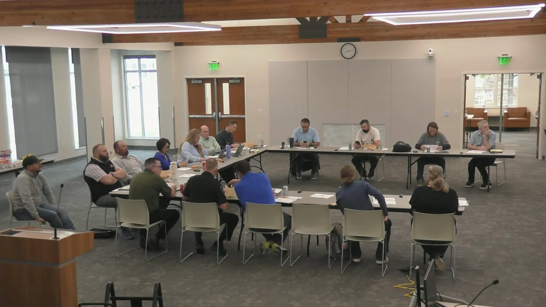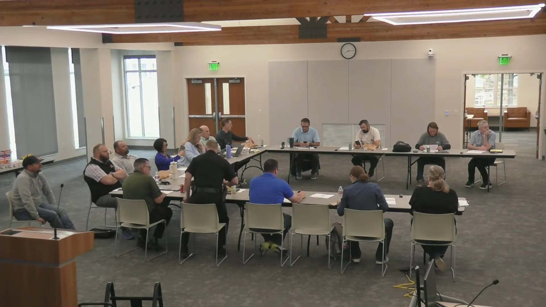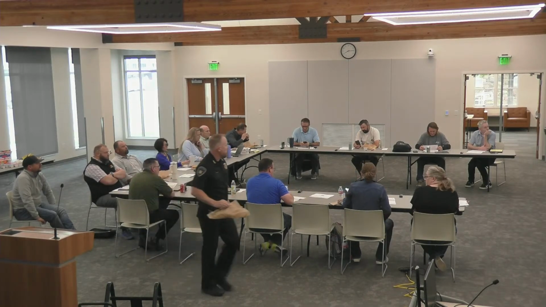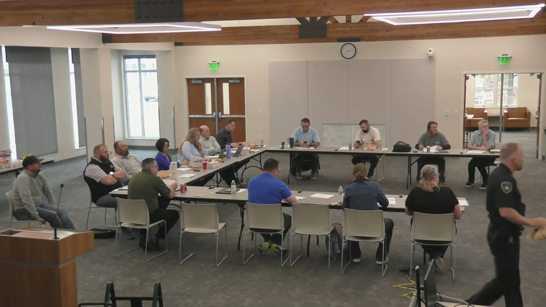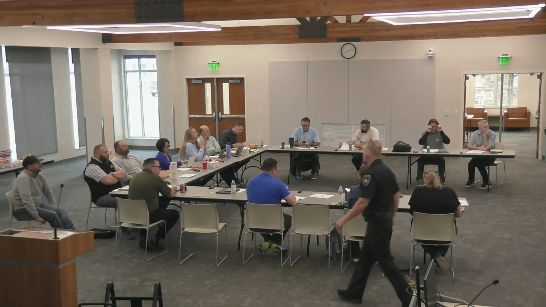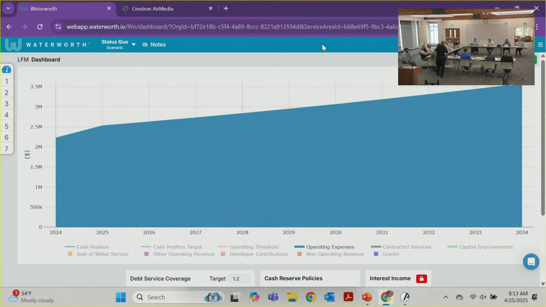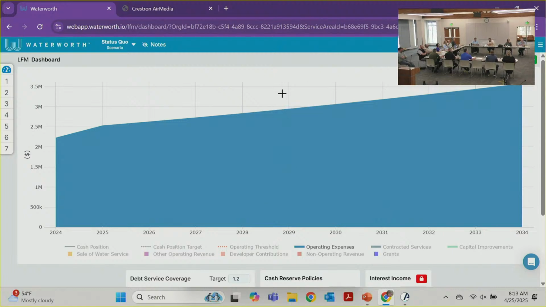There we go. So this is the Waterworth model for water. Let me back up. So we built this Waterworth model by importing fiscal year 24 actuals, expenses and revenues. We use fiscal year 25 budget, revenues and expenses, and then we projected from there like a 2.5% increase for both.